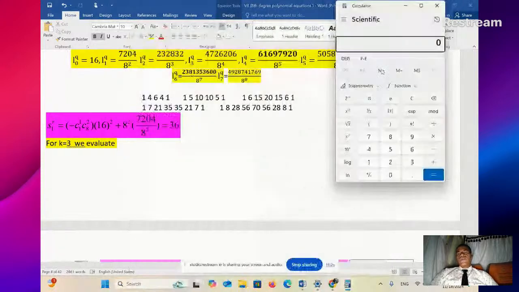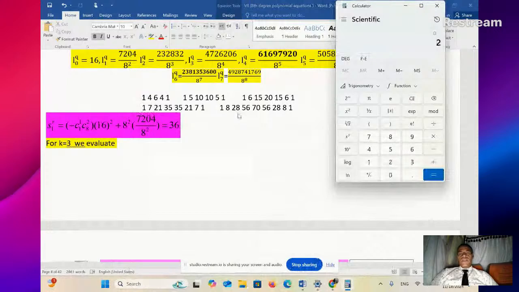Okay, so we have negative combination h is 2. This is 1, 2, so it will be negative 48 times 16 squared times 16 squared. You can see this one, 8 squared divided by 8 squared is 1. I will just write 7,204 plus 7,204. This one has to be equal exactly 36. Okay, so this one is going to be equal to 36.